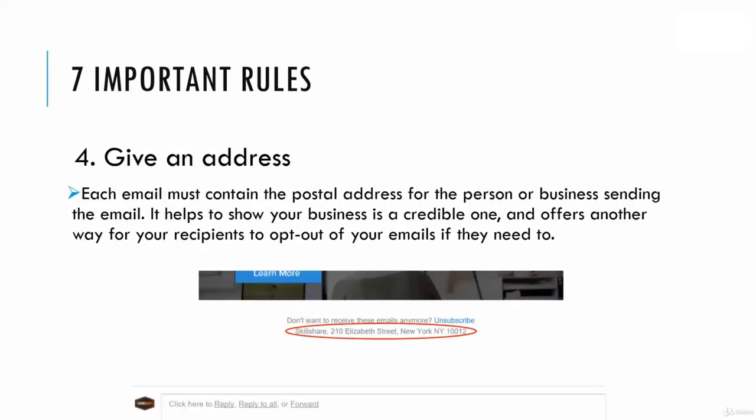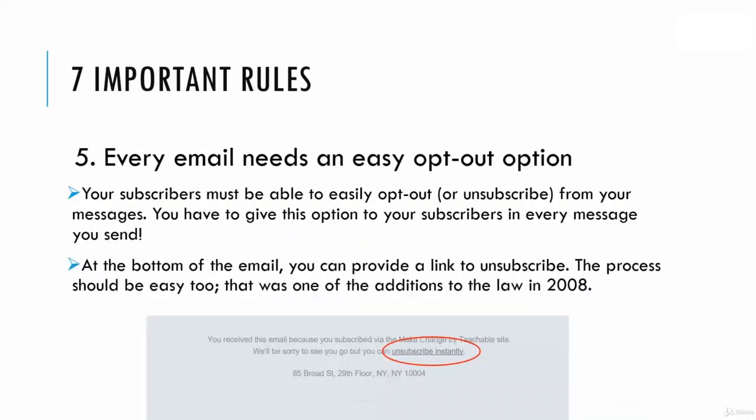Number 4, give an address. Each email must contain the postal address for the person or business sending the email. It helps to show your business is a credible one and offers another way for your recipients to opt out of your emails if they need to. Again, this is another required feature of MailChimp because they automatically input this at the bottom of all your email campaigns. Number 5, every email needs an easy opt-out option.